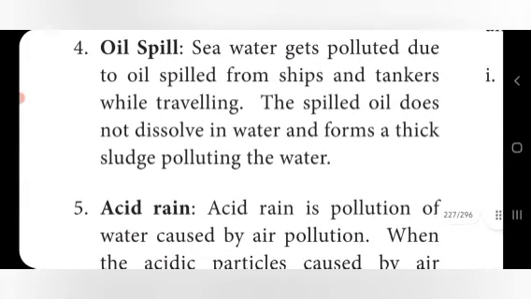Oil spillages. Sea water gets polluted due to the oil spilled from ships and tankers while traveling. If any spillage happens from a ship, what will happen? The sea water will be polluted. The oil will be spilled from the tankers and ships. The spilled oil does not dissolve in water easily and forms a thick sludge, polluting the water.